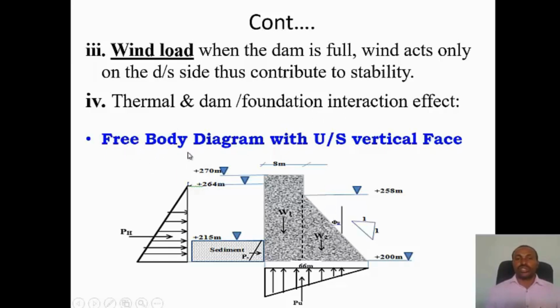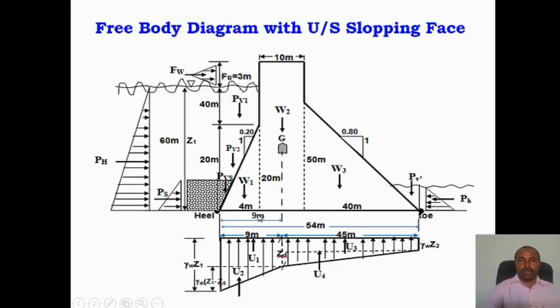So this is a free body diagram with upstream vertical face. If you have an upstream vertical face, you don't have the PV1 and PV2, just hydrostatic pressure, sediment, uplift, etc. If you have an earthquake, you can add wave pressure, but no water PV1 and PV2 on the upstream side.